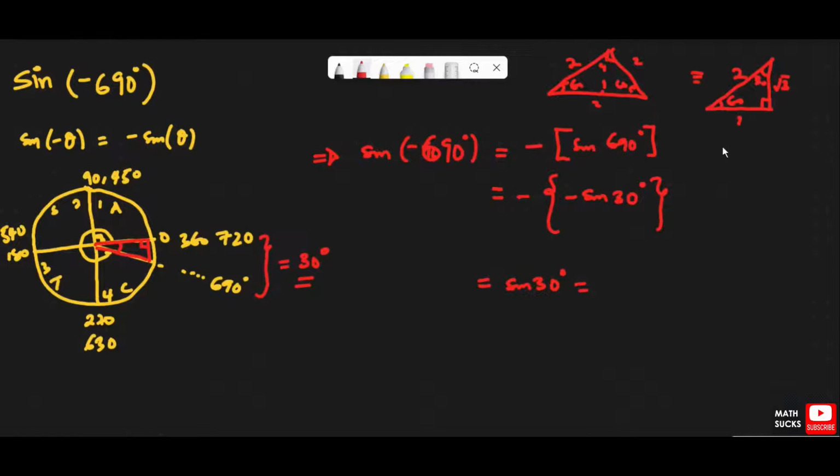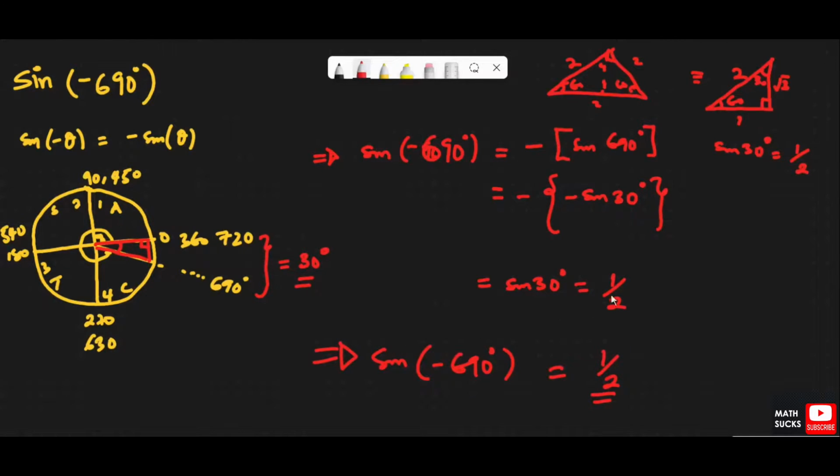So what does that mean? It means I can extract sine of 60 or sine of 30 here, which is opposite over hypotenuse. Sine of 30 is equal to the opposite, which is this side here, 1, over the hypotenuse, which is 2. So sine of 30 is equal to a half without using any calculator. So I can say that sine of negative 690 degrees is the same as a half. If you try with your calculators, you must be able to come up with 0.5.